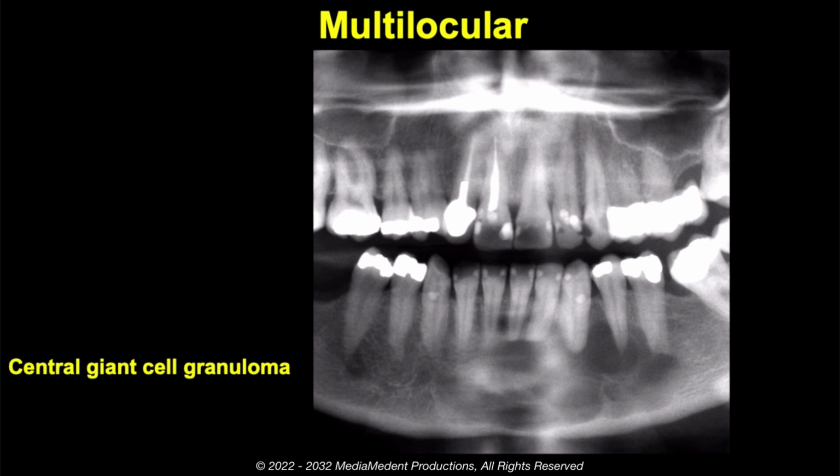The central giant cell granuloma will often displace teeth and cause root resorption. An uneven expansion of the jaws is commonly found. The radiographic and histologic appearance of the central giant cell granuloma is identical to that of the brown tumor of hyperparathyroidism. Because of this, if a central giant cell granuloma is found in a patient in the third decade of life or later, hyperparathyroidism should be considered.